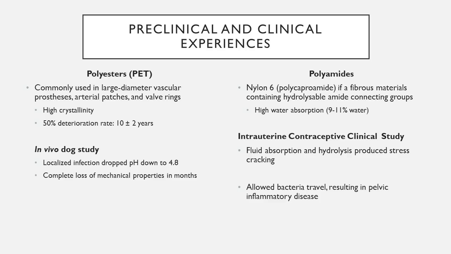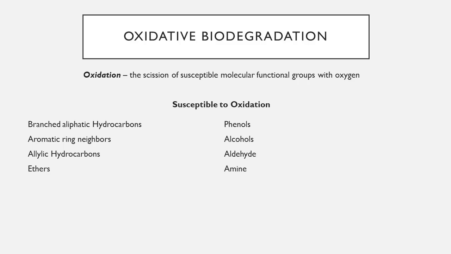But what happened was that fluid absorption and hydrolysis induced stress cracking in this contraceptive device, and the cracks allowed microbes and bacterial agents to travel from the vagina to the uterus, thus inducing pelvic inflammatory disease due to this infection. So this is one of the cases where this rate of hydrolysis was considered acceptable, but there were unintended consequences beyond just the drug delivery. I previously mentioned that there are two mechanisms through which polymers tend to degrade, as observed from post-explant studies.